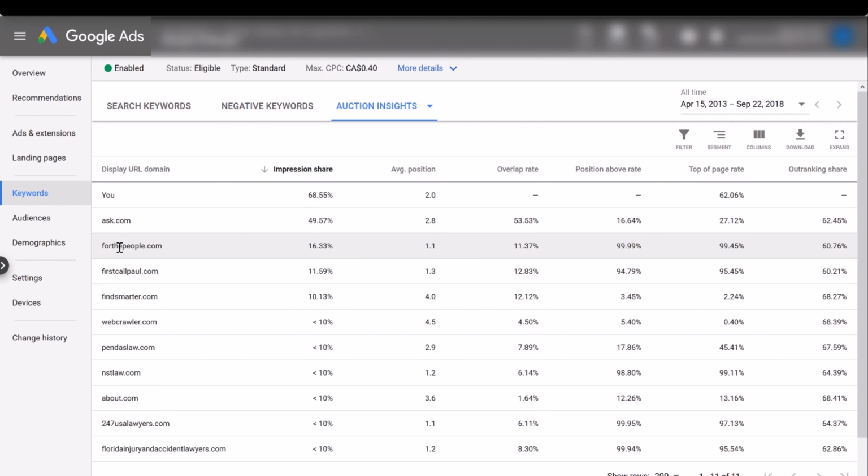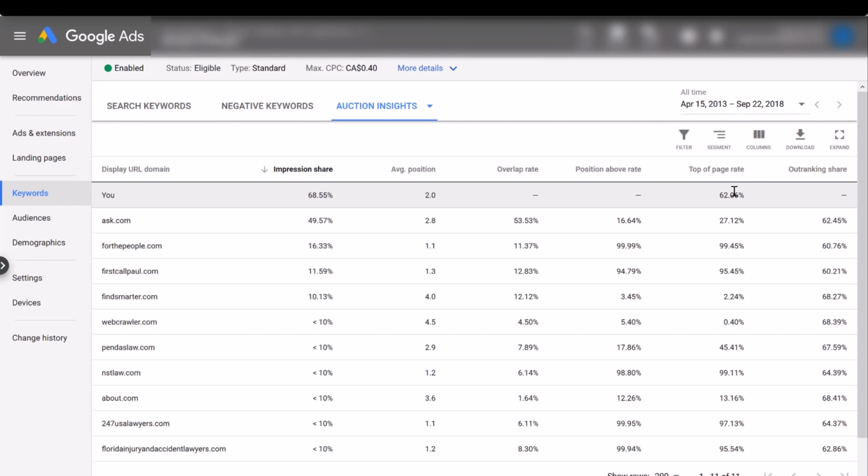So you can see that For the People, the actual owner of this keyword, this company, they got it 99% of the time, and then First Call Paul, I presume, is somehow tied in together. They got the first position rate almost practically 100% of the time, okay, because that is their brand, that is their keyword. Now you can also see top of page rate.